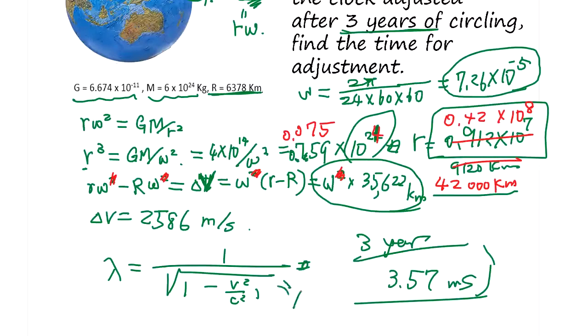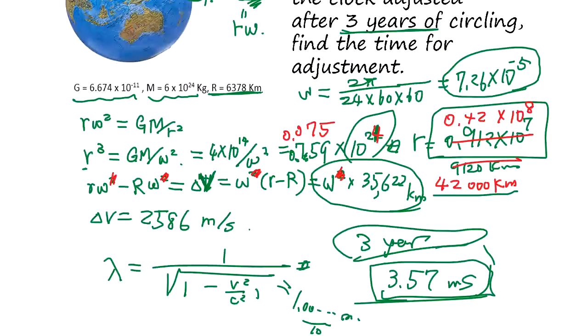This is gonna be 1.00, like 10 of them and something, and you have to multiply. This dilation factor is per second, so 3 years. So the time delay caused by relativity effect is 3.57 millisecond for 3 years. That's very small. Besides that, there are other factors for the clock. The general theory of relativity is going to be introduced later.